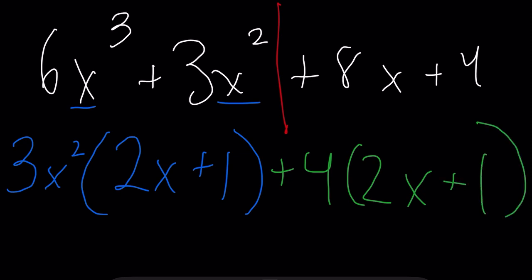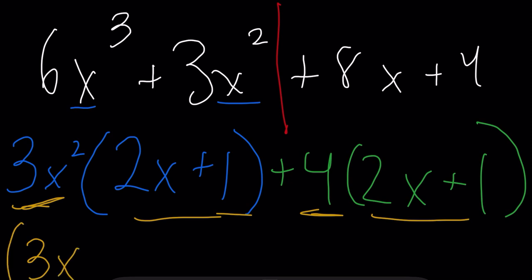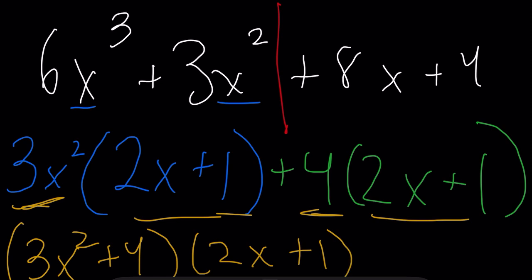And we know that we're right if the terms that are inside these parentheses are the same, which they are. So now we can rewrite it. We're going to take these outside terms and these inside terms, and we're going to section them off, you can say. So 3x squared plus 4 times 2x plus 1.